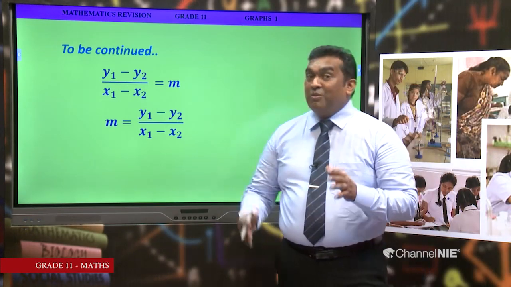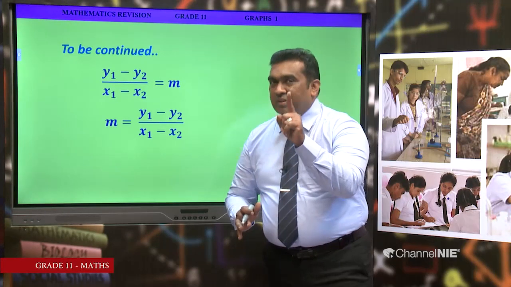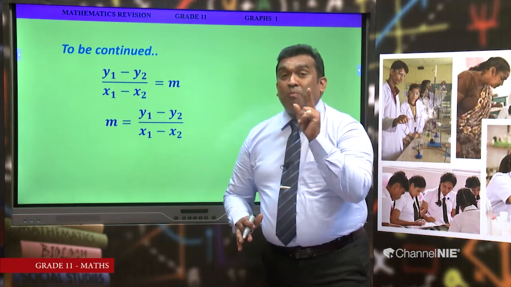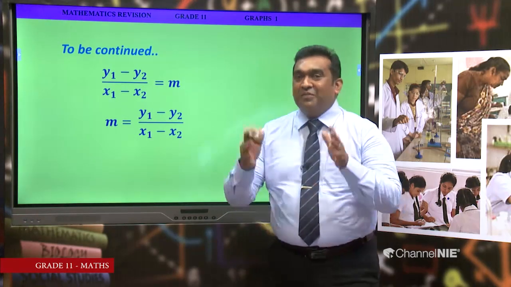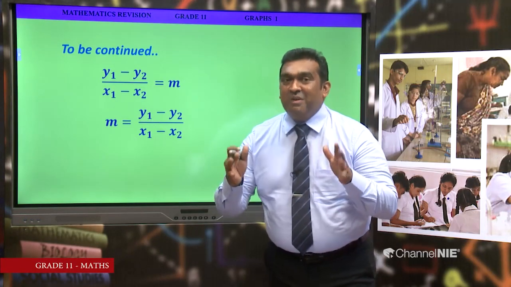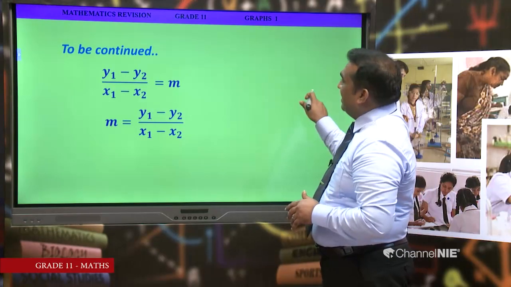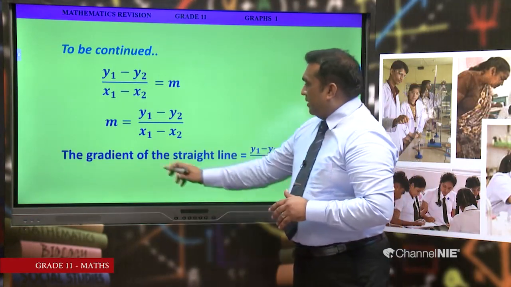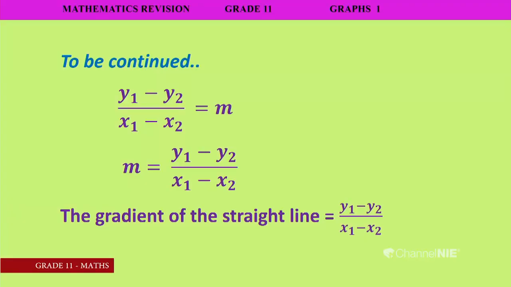If you want to find out the gradient using 2 points, remember the word, using 2 points, then consider difference of y coordinates and divide it by difference of x coordinates. Right? The same thing, the gradient of the straight line equals y1 minus y2 divided by x1 minus x2.